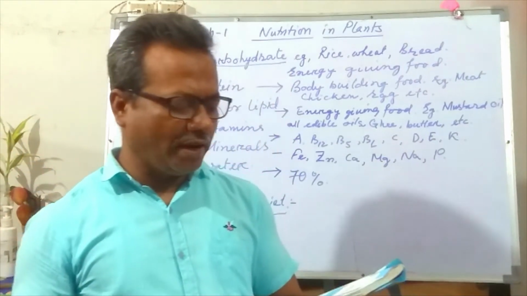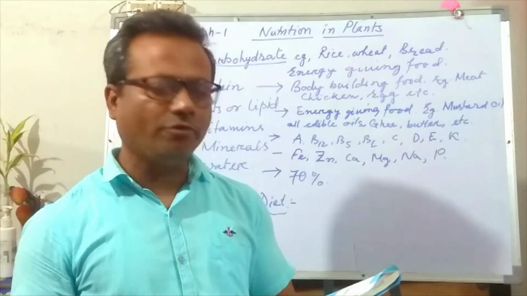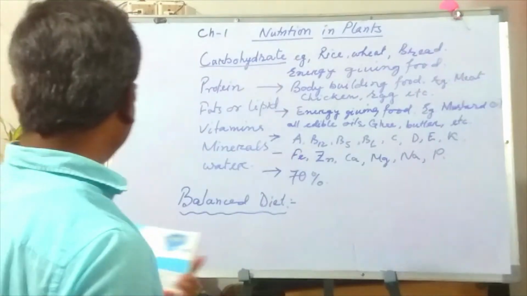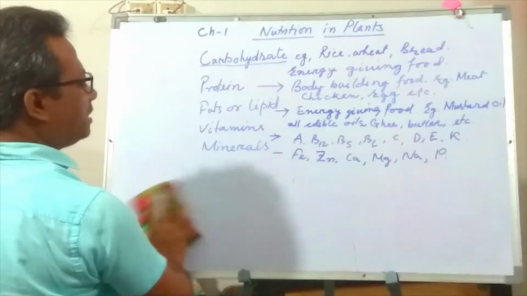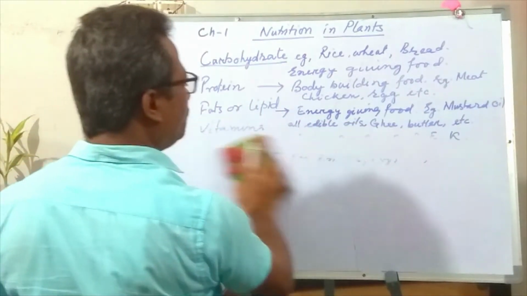Now green plants make their own food with the help of photosynthesis. Photosynthesis is the process by which all green plants prepare their food, glucose.